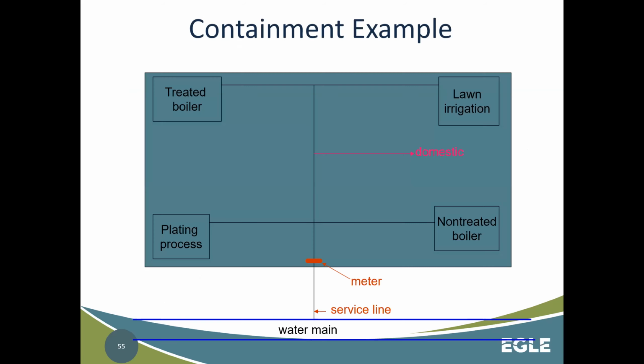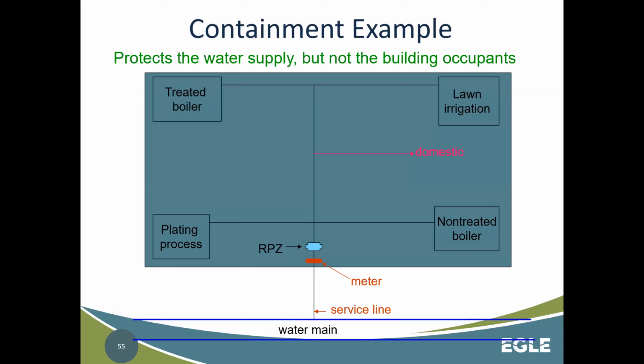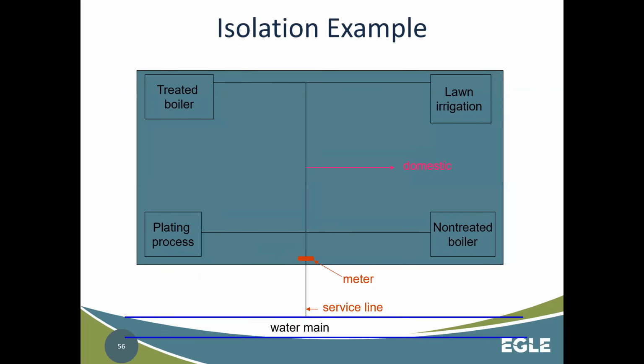Okay, so here's an example of containment. You have the service line, the meter, and you put an RPZ there and bang, it's contained to the building. If anything ever occurs, everybody's affected. Here's an example of isolation.